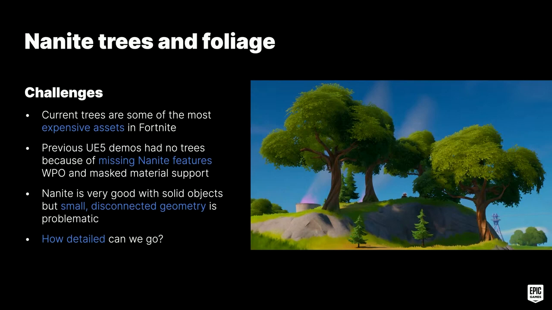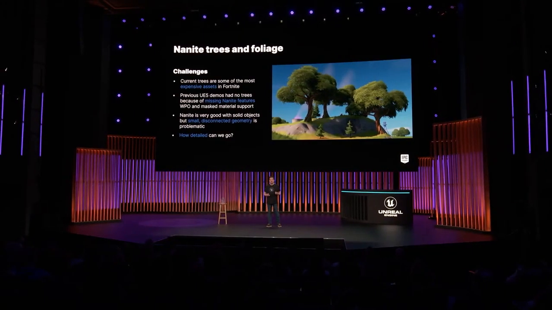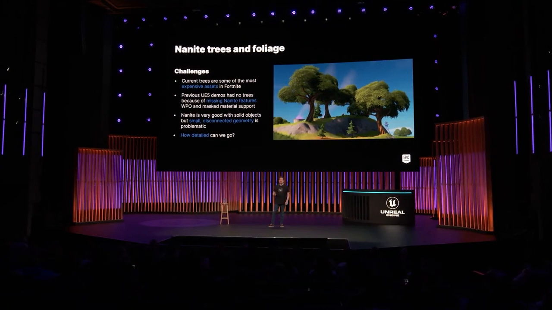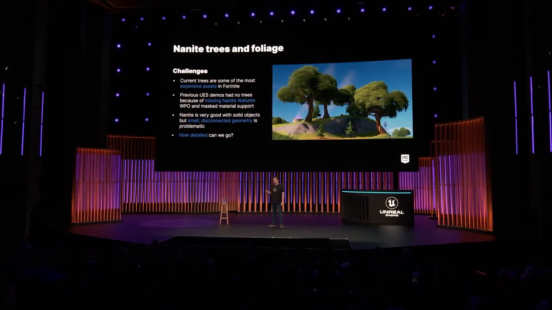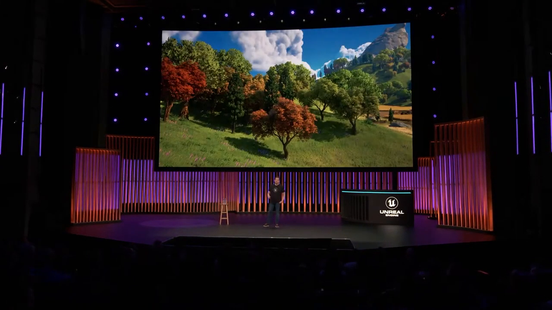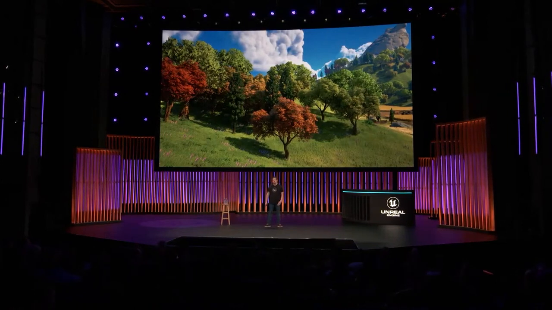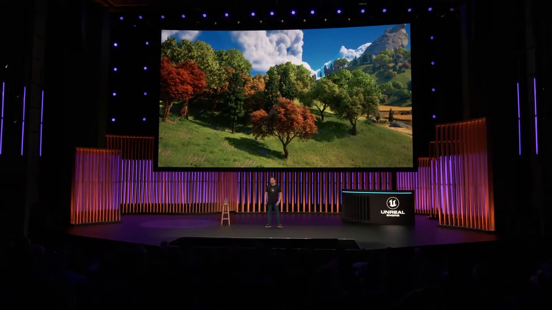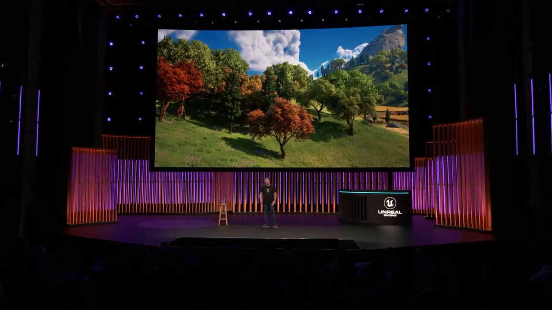And in general, Nanite is really good with solid, continuous objects, like rocks, for example. But smaller, non-continuous objects cause problems, like, for example, leaves. So we had no idea how detailed we actually can go with these trees. And we wanted to go from these to something like this, which was our prototype map. We started about 1 year before shipping Chapter 4.